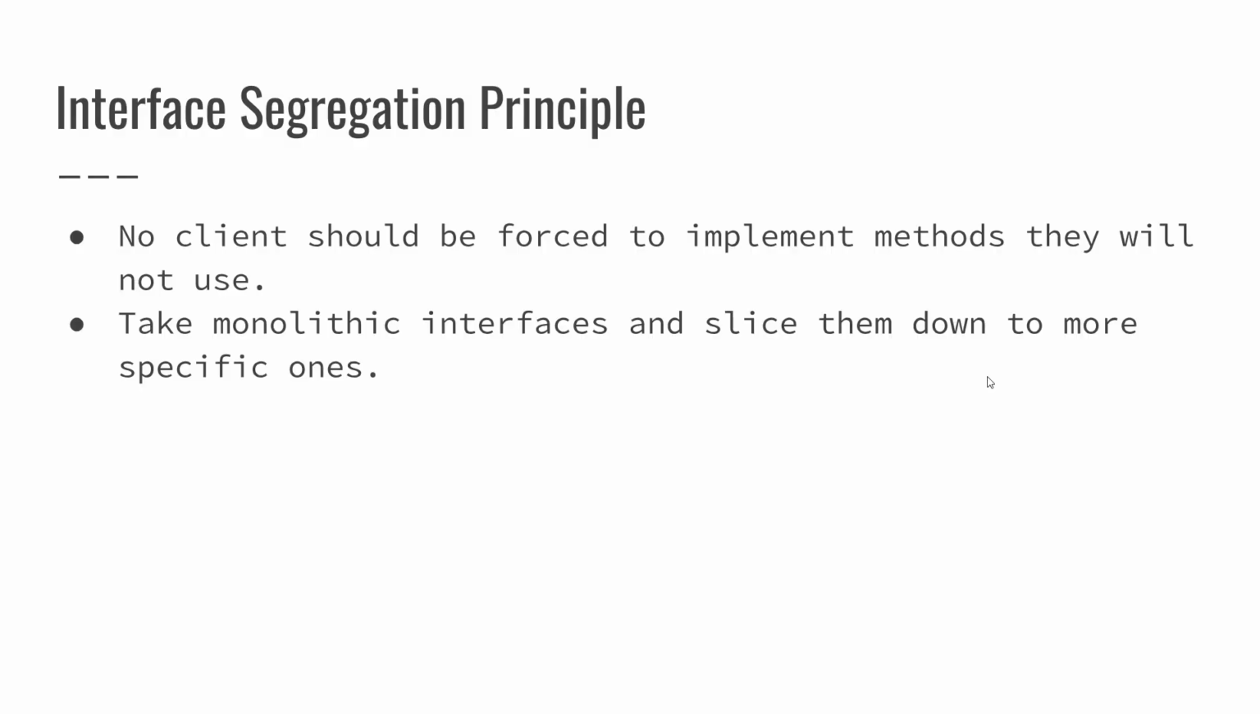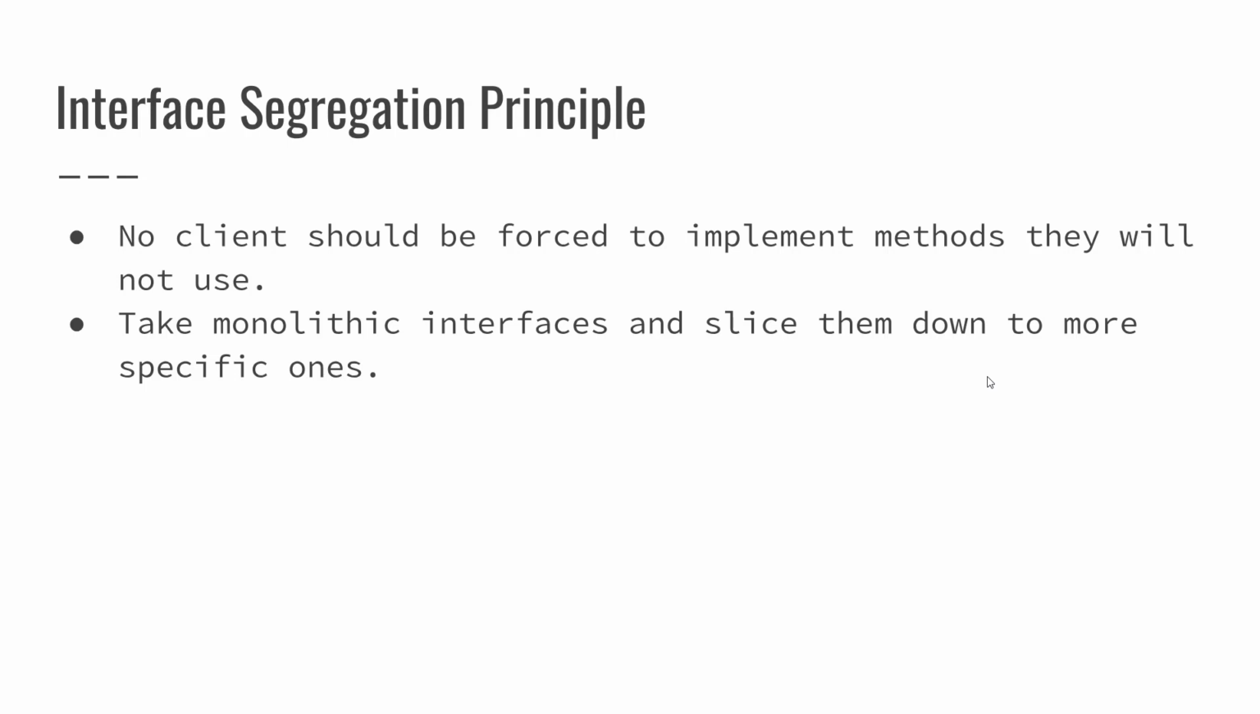All right. Now we're on to the interface segregation principle. Now, the interface segregation principle says that no client should be forced to implement methods they will not use. This kind of makes sense when you read it, but it's not always the most obvious thing. So, if we have a monolithic interface, we should slice it down into more specific interfaces and just implement multiple on objects that require multiple so that we can create objects where it only makes sense for us to implement one of them on some of our more specific objects.